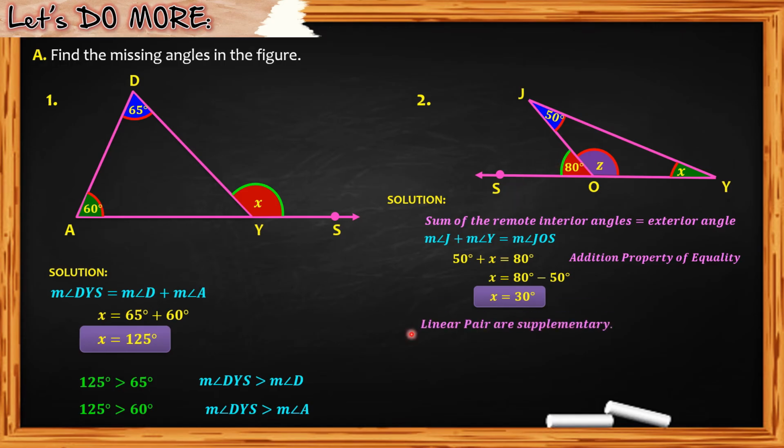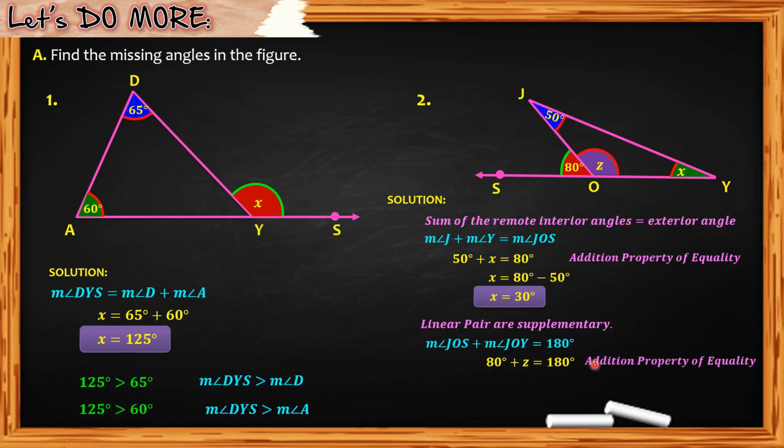Next, we are going to use also linear pair or supplementary. And the angles that form a linear pair are the measure of angle JOS plus the measure of angle JOY is equal to 180 degrees. Then substitute the given. The measure of angle JOS is 80 degrees plus the measure of angle JOY is unknown, or Z, is equal to 180 degrees.